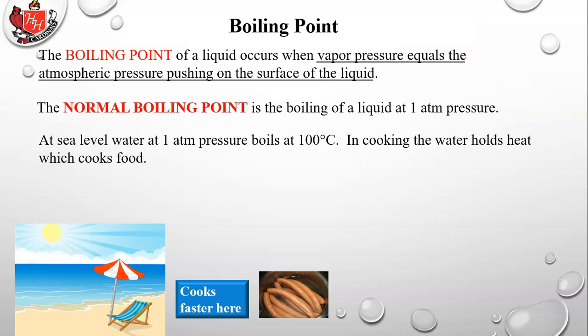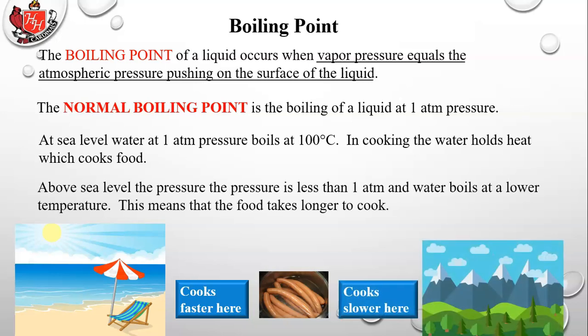In cooking, the water holds heat, which cooks food. So that means the water can get up to 100 degrees worth of kinetic energy of the molecules at sea level. Above sea level in the mountains, the pressure is less than 1 atmosphere, and water boils at a lower temperature. This means that the food takes longer to cook. So in other words, once the water gets up to say 95 degrees in the mountains, it's going to start to boil away. So it's not going to stay in the pan to put energy into the hot dogs to cook the hot dogs once it hits 95 degrees. That means the water in the pan that you're cooking the hot dogs in can never get any hotter than 95 degrees. Therefore, it's going to take longer for the hot dogs to cook up in the mountains.